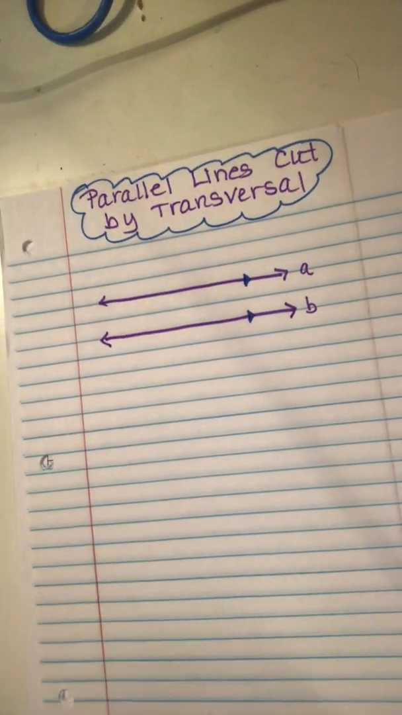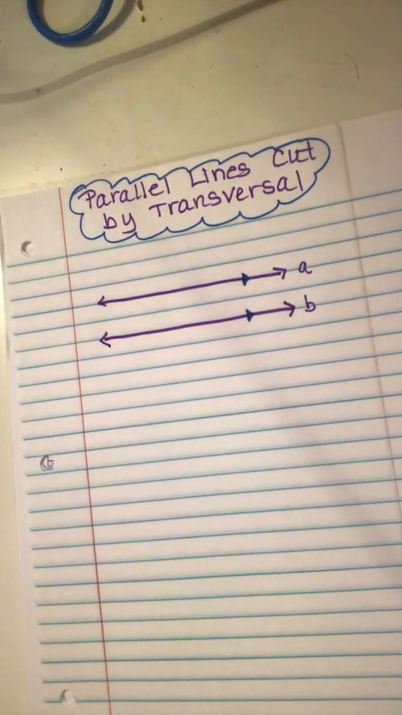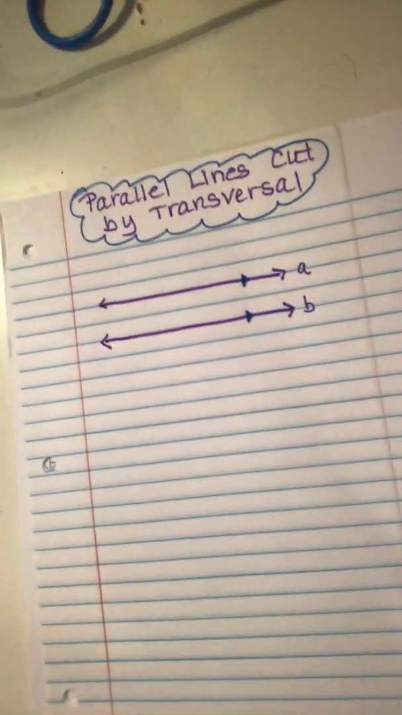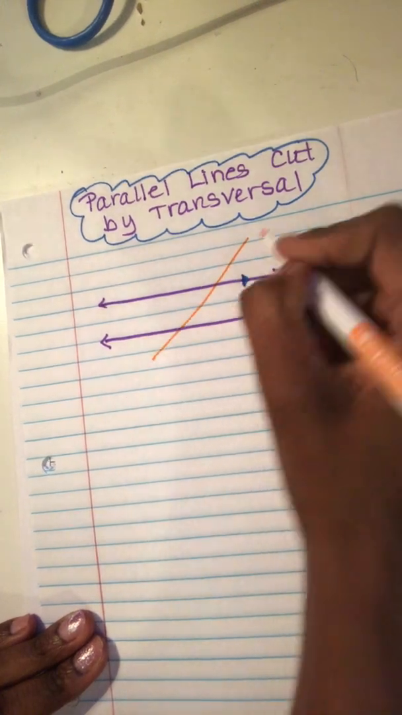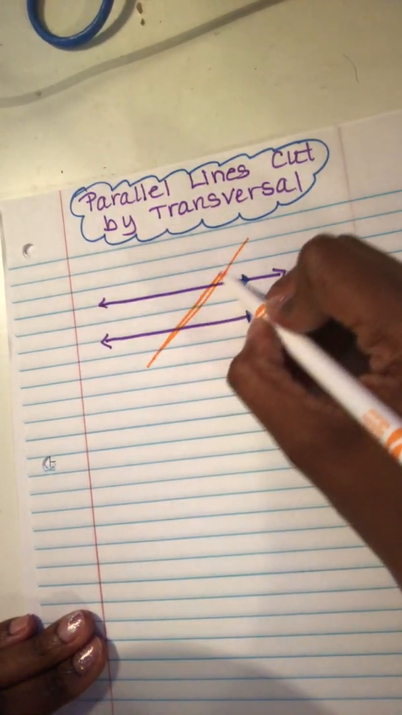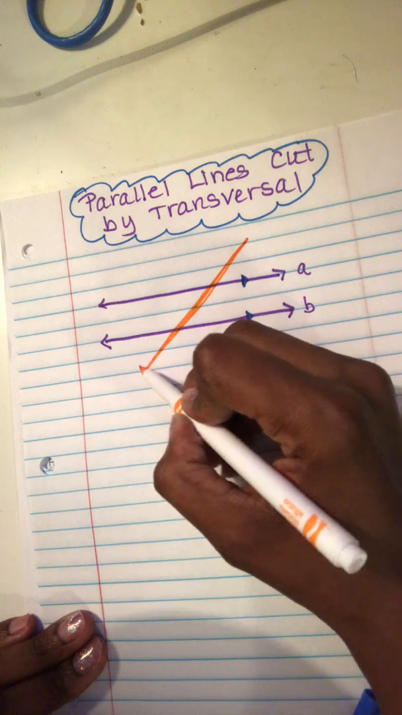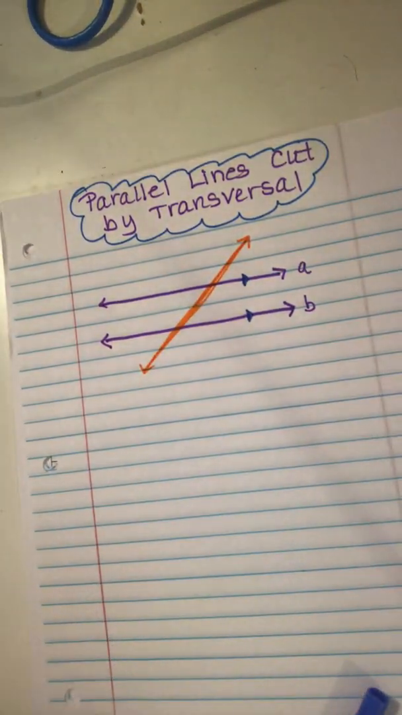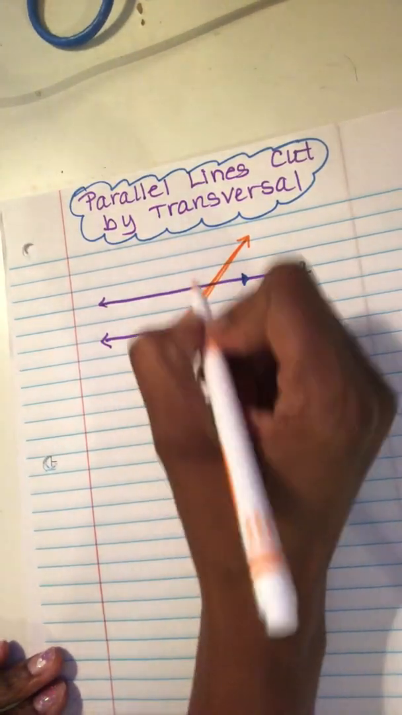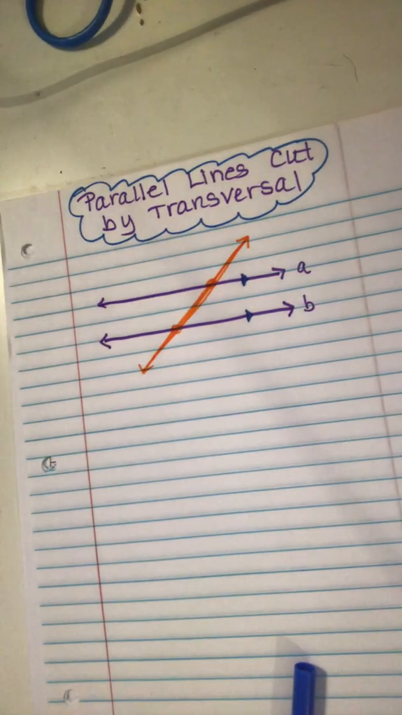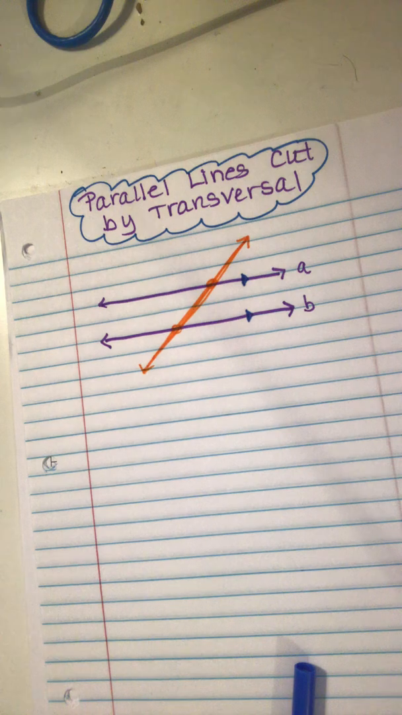We're going to cut these lines with a transversal. So I'm going to get another color, and I'm going to draw a line. Pretend it is straight; I tried to be as straight as I could. All right, so this is a transversal. A transversal is a line that intersects two lines in the same plane at two different points. So it intersects at this point right here, and it intersects at that point. That's our transversal. When a transversal intersects two parallel lines, 8 angles are formed.